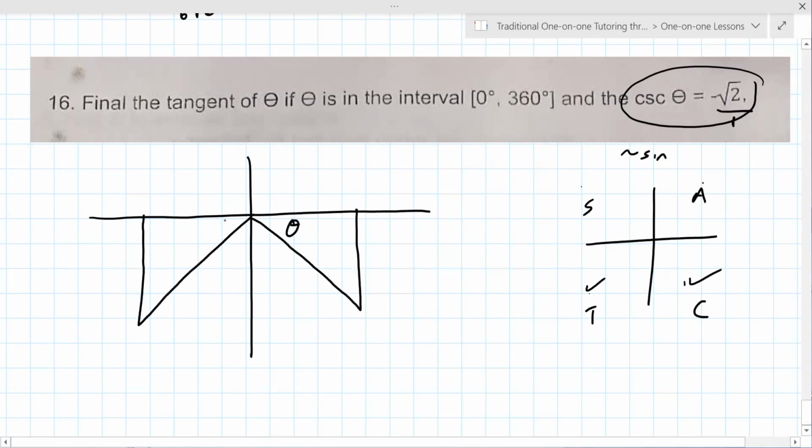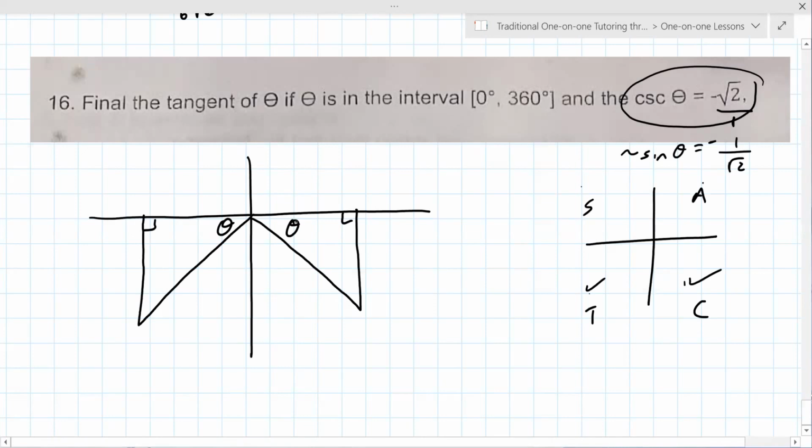So here's theta and here's theta. The sine of theta is the reciprocal of this. It's 1 over the square root of 2. And we've got a negative somewhere, it could be on the top or it could be on the bottom. I think maybe the instructor didn't realize this question has multiple solutions, or they just grabbed it from somewhere.